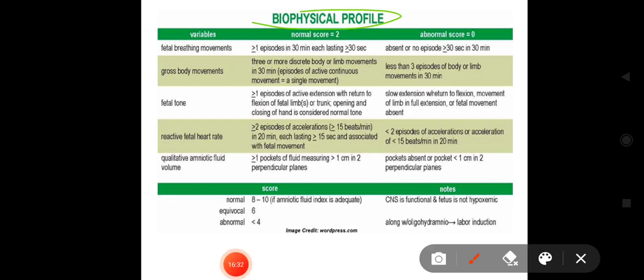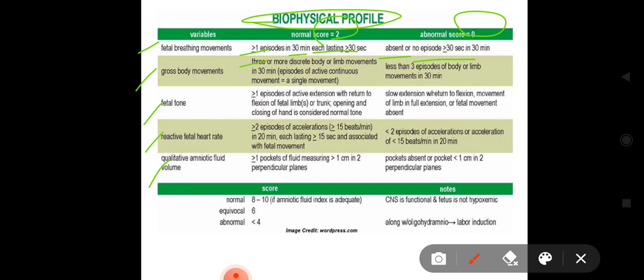Now this is the biophysical profile. You all have read it many times. So what are the variables? Fetal breathing movement, gross body movement, fetal tone, reactive fetal heart rate, qualitative amniotic fluid volume. A normal score of 2 is given. If abnormal, then a 0 score is given. Fetal breathing movements: more than or equal to 1 episode in 30 minutes, each lasting more than 30 seconds. It is abnormal if absent or no episode of more than 30 seconds is seen in a 30-minute period.